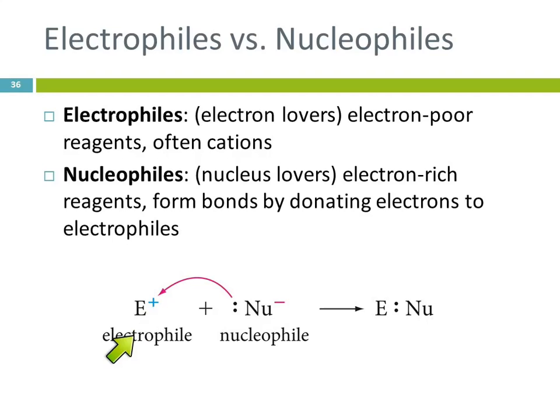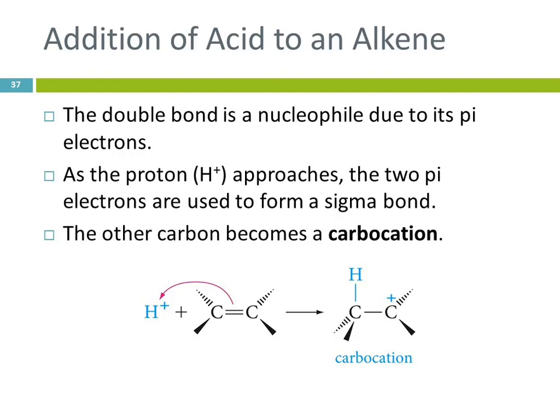So here we have the electrophile, a positive charge. Here's the nucleophile. It's got a lone pair and a negative charge, and it will donate its electrons to make a bond, and we'll get the formation of a bond. The double bond, oh, there's a typo. The double bond is a nucleophile. No, that isn't a typo. The double bond is a nucleophile due to its pi electrons.